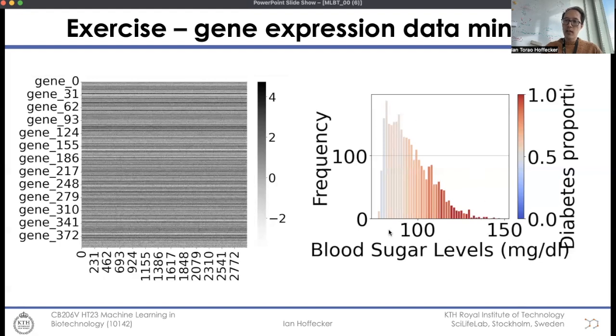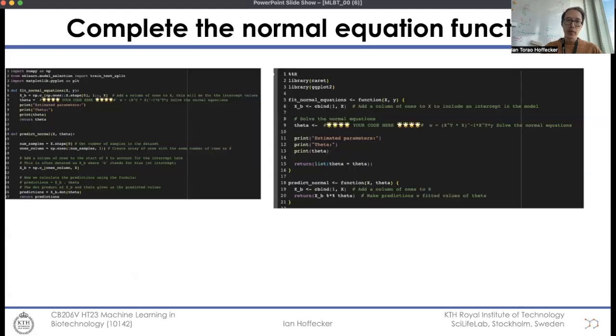The colors here indicate this pathogenic label, or the proportion of individuals in this bar who later on in life developed diabetes. So it's quite red here. We can imagine maybe this is a high risk population that we're interested in. And for those who had lower blood sugar levels here, we expect them to be less likely to develop diabetes later in life.